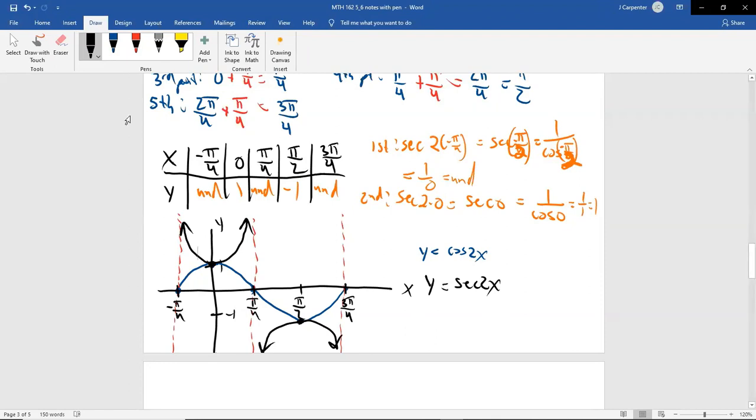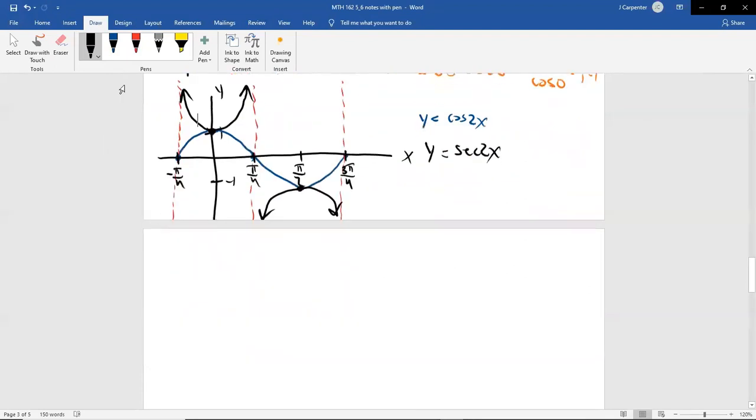All right. One more for the road. For the section, Example 3: graph y equals 2 cosecant of x.